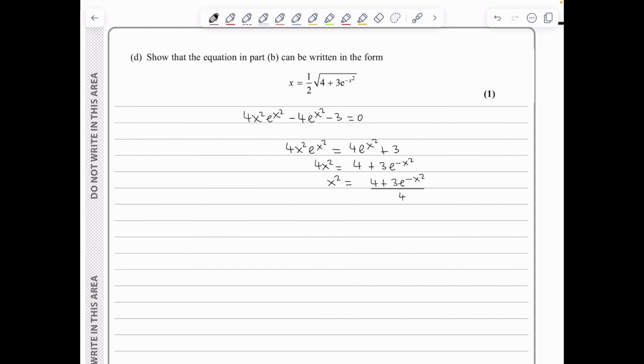Now to make x the subject, I will take the positive square root. So x is 4 plus 3e to the minus x squared over the 4 and all square root. Now obviously the square root of 4 in the denominator is 2, and in the numerator I'm left with the square root of 4 plus 3e to the minus x squared as required.